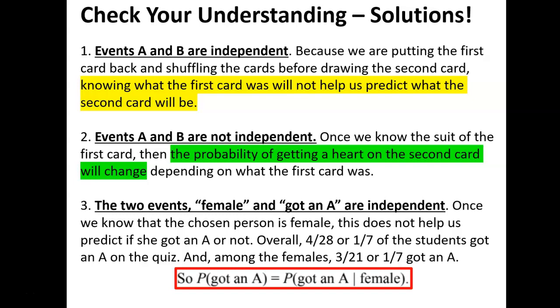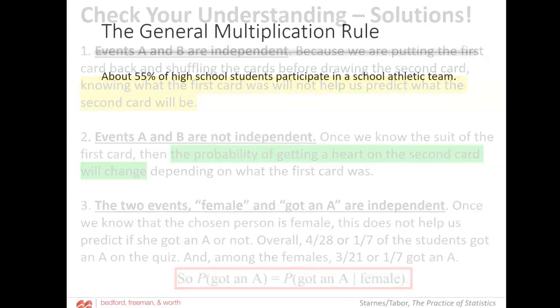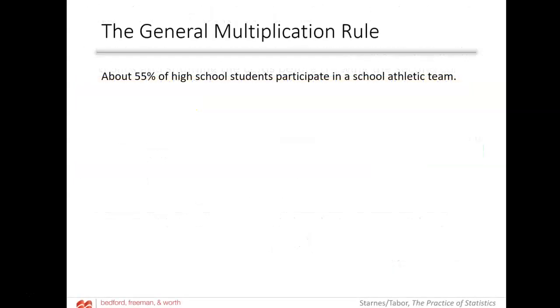these events are independent, which is good because if they were dependent, we would have to classify something sketchy going on in this class, that just because they were female, they either did or did not get an A. That can't happen. That shouldn't happen. That riles me up a little bit.